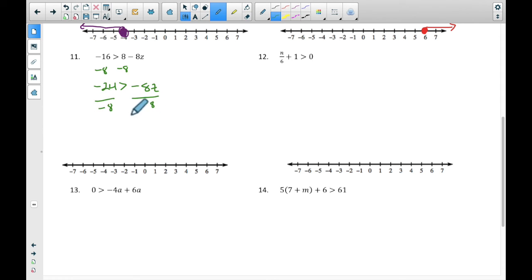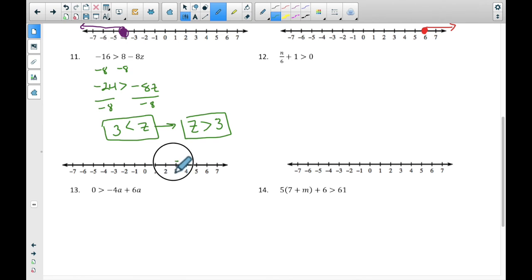Okay, here's the tricky thing. When I divide by a negative 8, what do I have to do? I have to flip my sign. So over on the right, I have my z. Over on the left, negative 24 divided by negative 8 is a positive 3. So sort of I'm done. And I say sort of because I'm going to say not really. I really like to have the z on the left. So if I was pointing at the 3, it has to stay pointing at the 3. I like this answer better. Now I can go to my 3, make an open dot, and point it to the right.